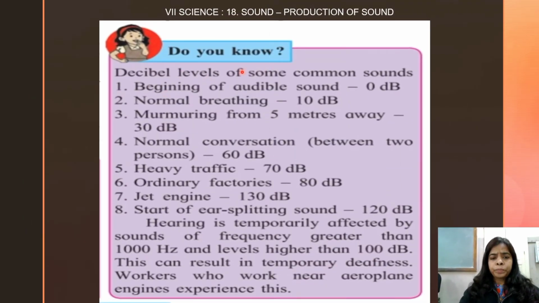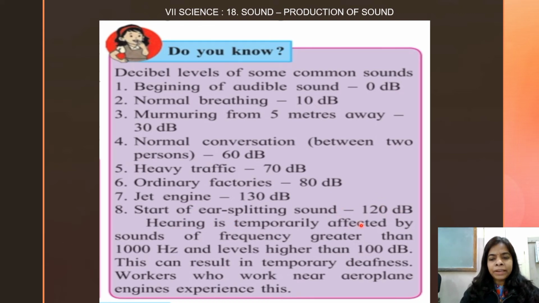Do you know decibel levels of some common sounds? Beginning of audible sound 0 decibel when there is no sound. Normal breathing 10 decibel. Murmuring from 5 meters away 30 decibel. Normal conversation between two people 60 decibel. Heavy traffic 70 decibel. Ordinary factories 80 decibel. Jet engine 130 decibel, very loud. Start of ear splitting sound 120 decibel. From here the sound becomes too loud.